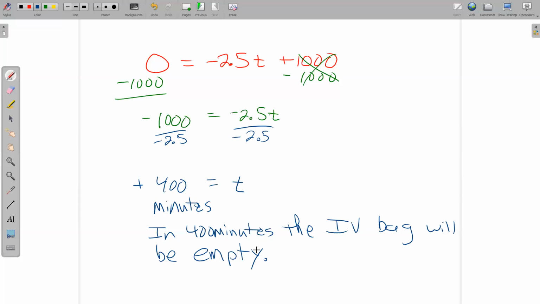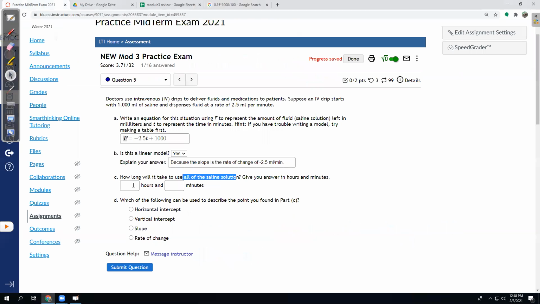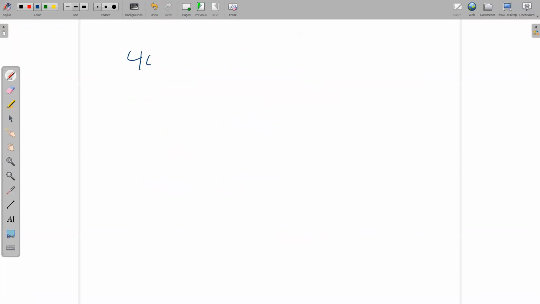If there's some decimal amount, I would round it. And did they tell me any rounding instructions here? Oh, they want hours and minutes here. Oh, 400 minutes is how many hours? Okay, here we have fun. Let's see. I have an answer of 400 minutes. And let's see, I know that there's 60 minutes in 1 hour.